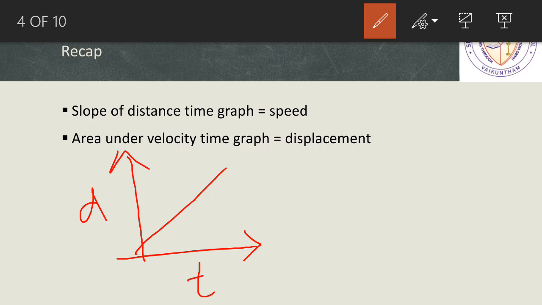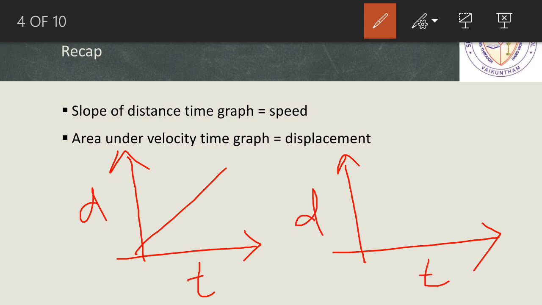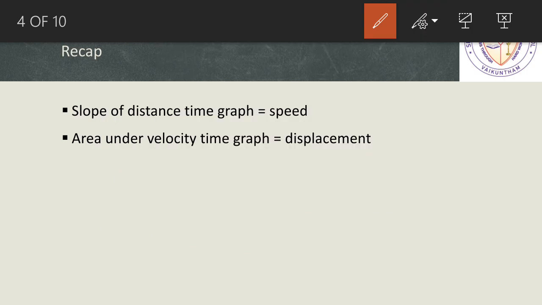In the case of the distance time graph, for non-uniform motion, it will be a curve, not a straight line. It can be anything which is not a straight line. It can be a curve, or a parabola, or an ellipse or circle, whatever it is. The thing is, it should not be a straight line.